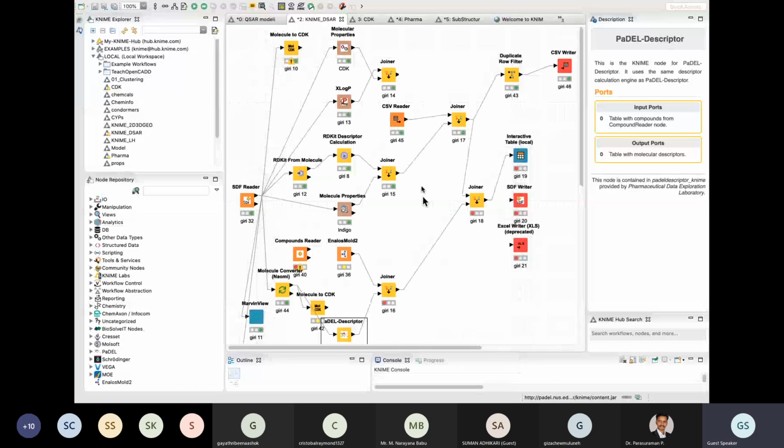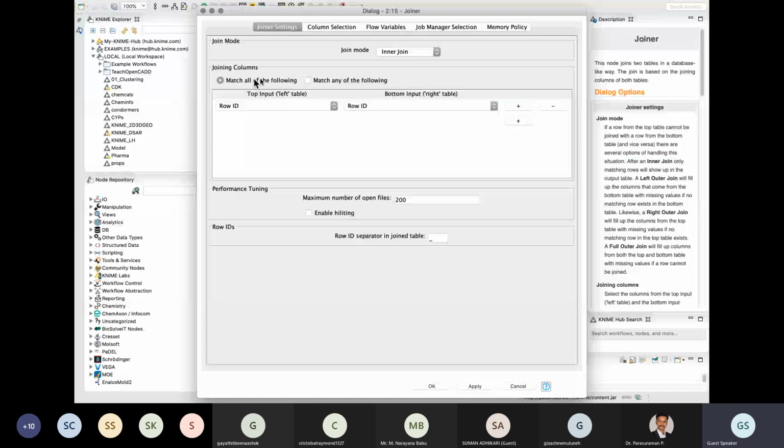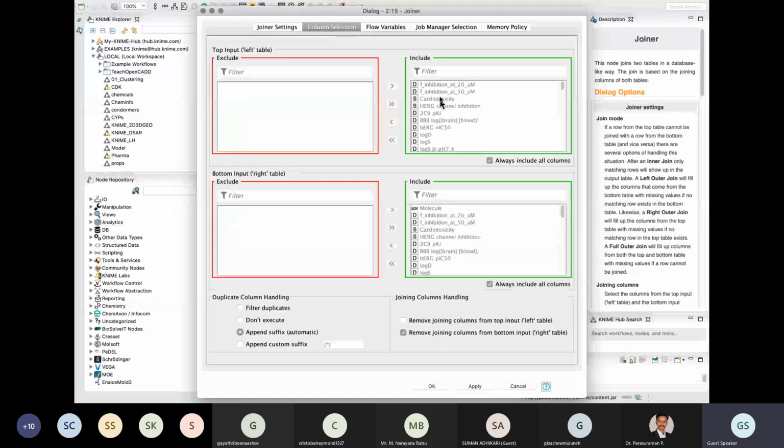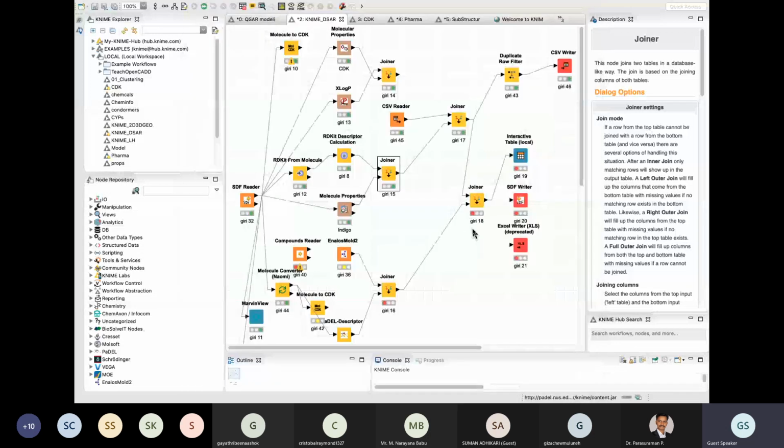When I'm joining, I'm defining that it should match all the following. I'm saying match the row ID with row ID, and in the column selection, I'm selecting the column and also saying remove joining columns from bottom input. That means if there are any duplicates, remove them, and append the suffix if there is any duplicate column. If I don't want to remove it just yet, it's because I have to first do some data analysis and only then simply remove. But exact copies it will remove anyway. If the correlation is a bit closer, then I have to take much more care.